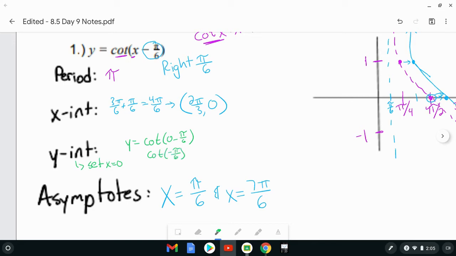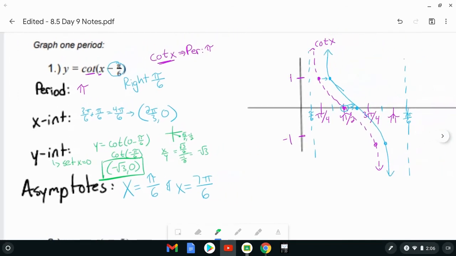If we drew that on the unit circle, that would be right here, where you're at root 3 over 2, comma negative 1/2. So then cotangent x over y would be root 3 over 2 divided by negative 1/2, which would just be negative root 3. So the y-intercept would be negative root 3, comma 0.